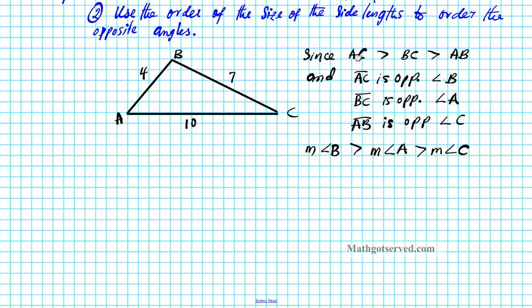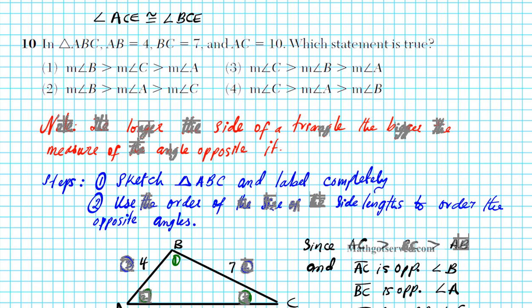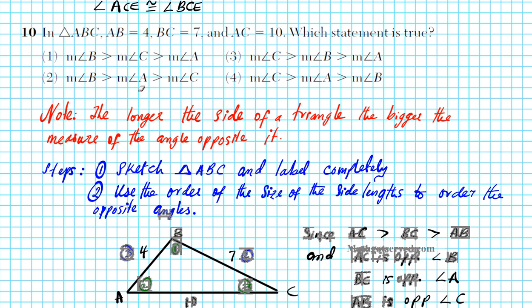Okay, so what you see here is that just by ordering the sides, so this is 1, 2, 3, we can automatically order the angles. So this would be 1, since it's opposite that one. This would be 2, and then that would be 3. Going from 1 to 3, you're going from biggest to smallest. So B, A, C, from biggest to smallest. And that's the order of the size of the angles. All right, so let's see which one is correct. Measure of B is greater than A is greater than C. Answer is option number 2.